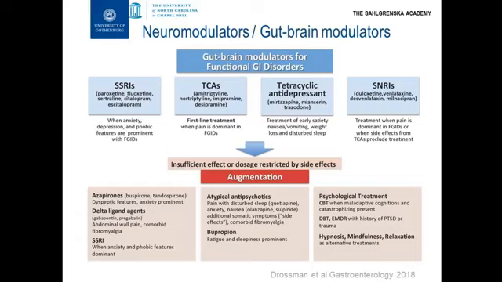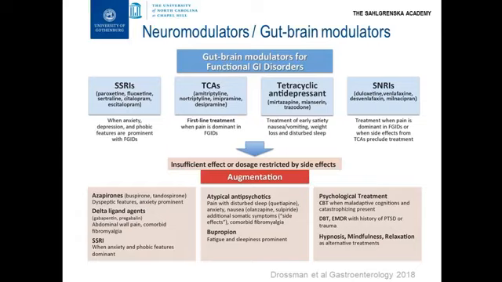Here you see the main class of drugs that we use. As I said, for pain, the first line option is often a tricyclic antidepressant, but also the SNRIs, the drugs that affect both serotonin and noradrenaline, are effective in treating pain. The SSRIs, the drugs that target serotonin, are effective for IBS, especially when there is also comorbid anxiety and other psychological symptoms at the same time.